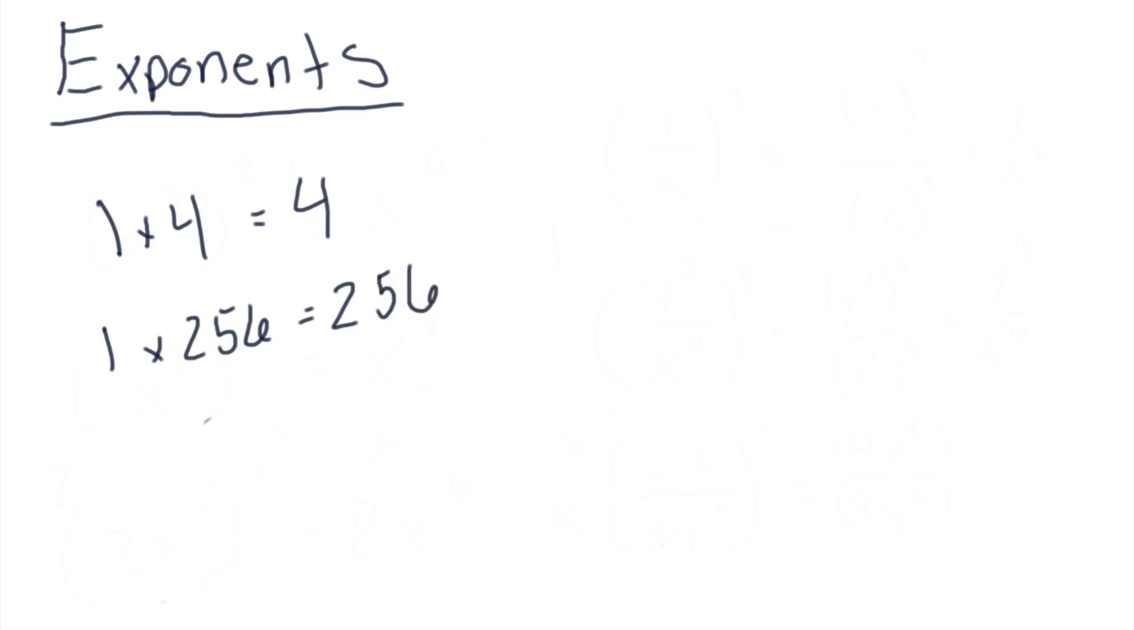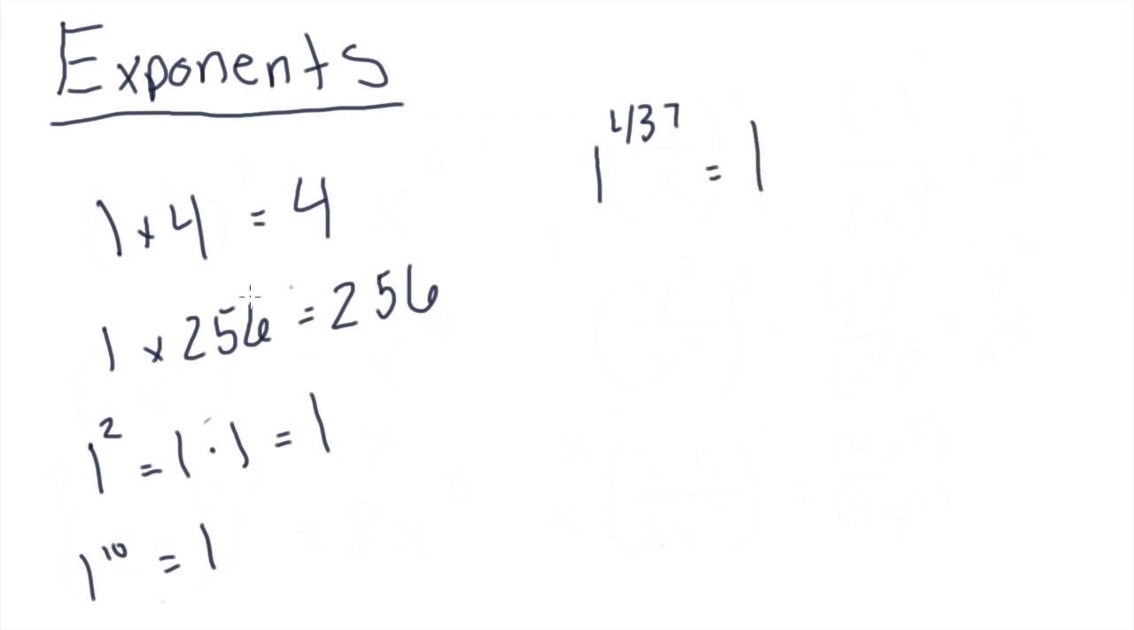Similarly, if I have 1 to the power of 2, that's just going to be 1 times 1, which is also 1. So 1 to the power of anything is going to be 1. I could do 1 to the power of 10, that's still 1. I could do 1 to the power of 437, that's still 1. So that's the next one of our exponent rules, that 1 to the power of anything is going to be 1.